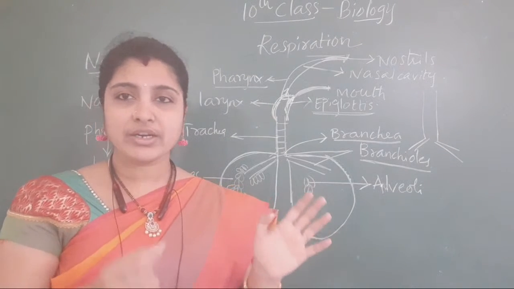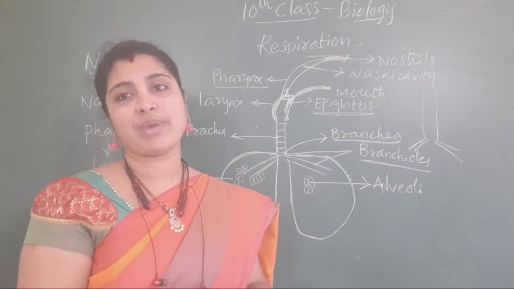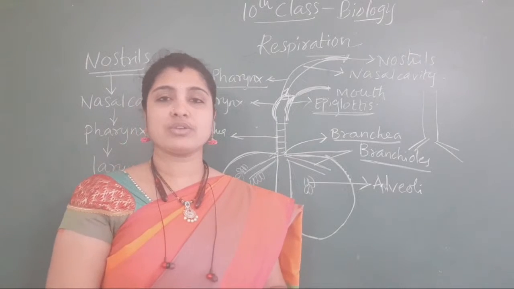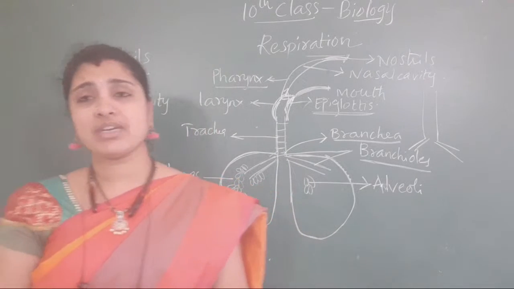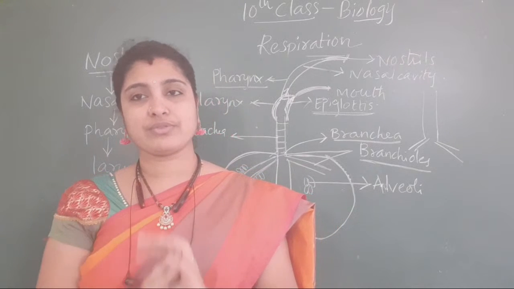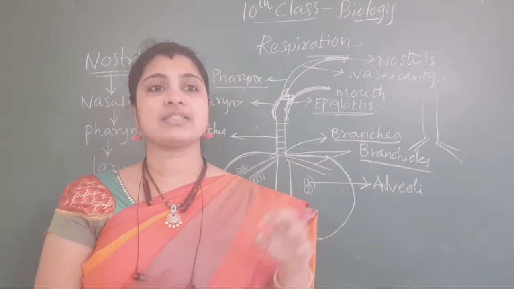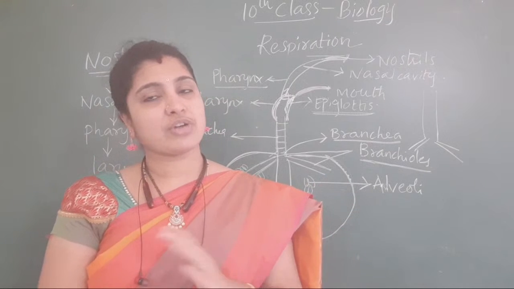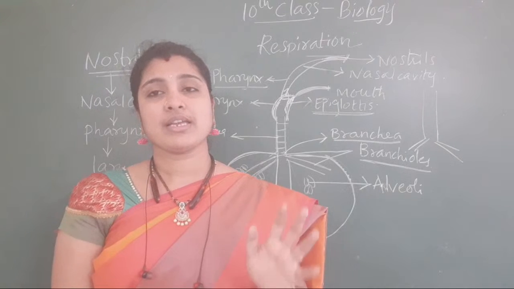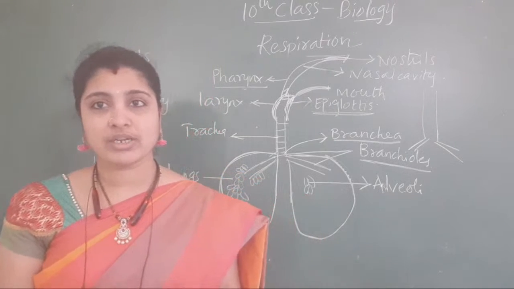The air should enter into two lungs, no? That is a function of bronchioles. So in the nostrils, in the nasal cavity, the air gets filtered, and from the nostrils it enters the pharynx. There, in the pharynx, the temperature of air is adjusted to our body temperature, and in the pharynx one tube-like structure is present, that is nothing but the epiglottis.